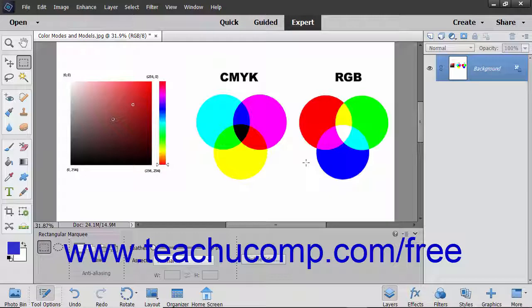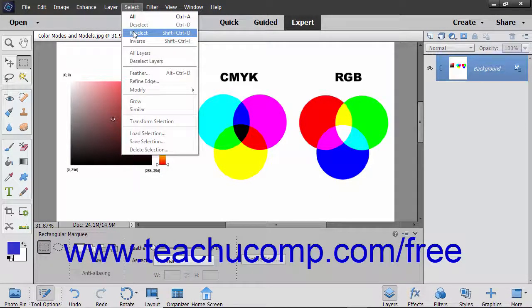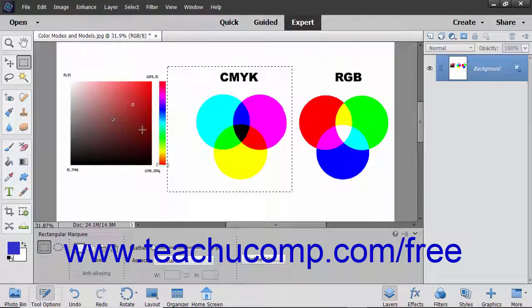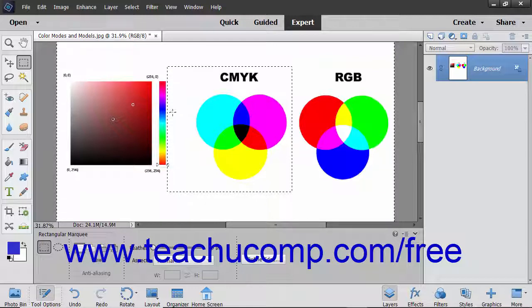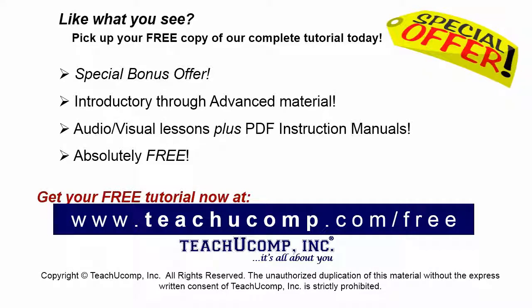You can reselect the previous selection you made by choosing Select Reselect from the menu bar. If you make a selection in an image and then want to select everything except what you had initially selected, you can choose Select Inverse from the menu bar to select everything that wasn't selected, excluding the original selection you made.